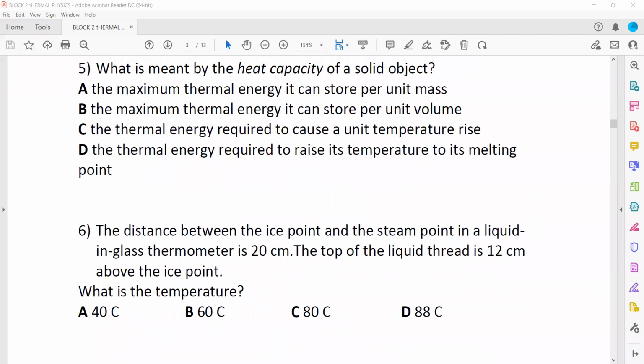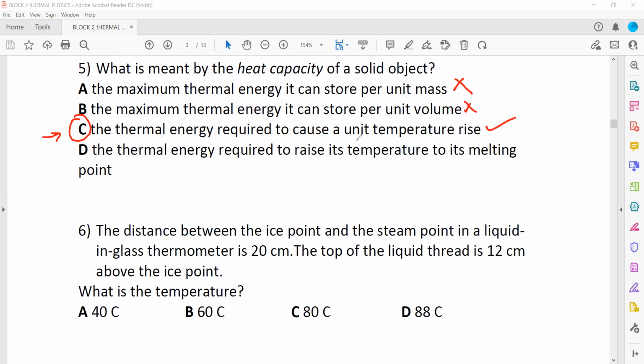In question 5, what is meant by heat capacity of a solid? Heat capacity, not specific heat capacity. The heat capacity is the energy required to change the temperature. So maximum thermal energy stored per unit mass, no. Maximum energy stored per unit volume, no. The thermal energy required for a unit rise in temperature, that's true. It's the amount of energy required to change the temperature of a given mass by 1 degree centigrade.